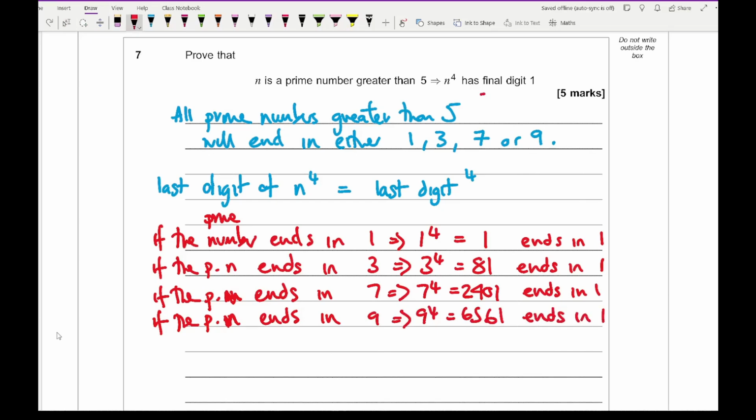So ultimately the final digit will be 1. So therefore the statement is proved by exhaustion.